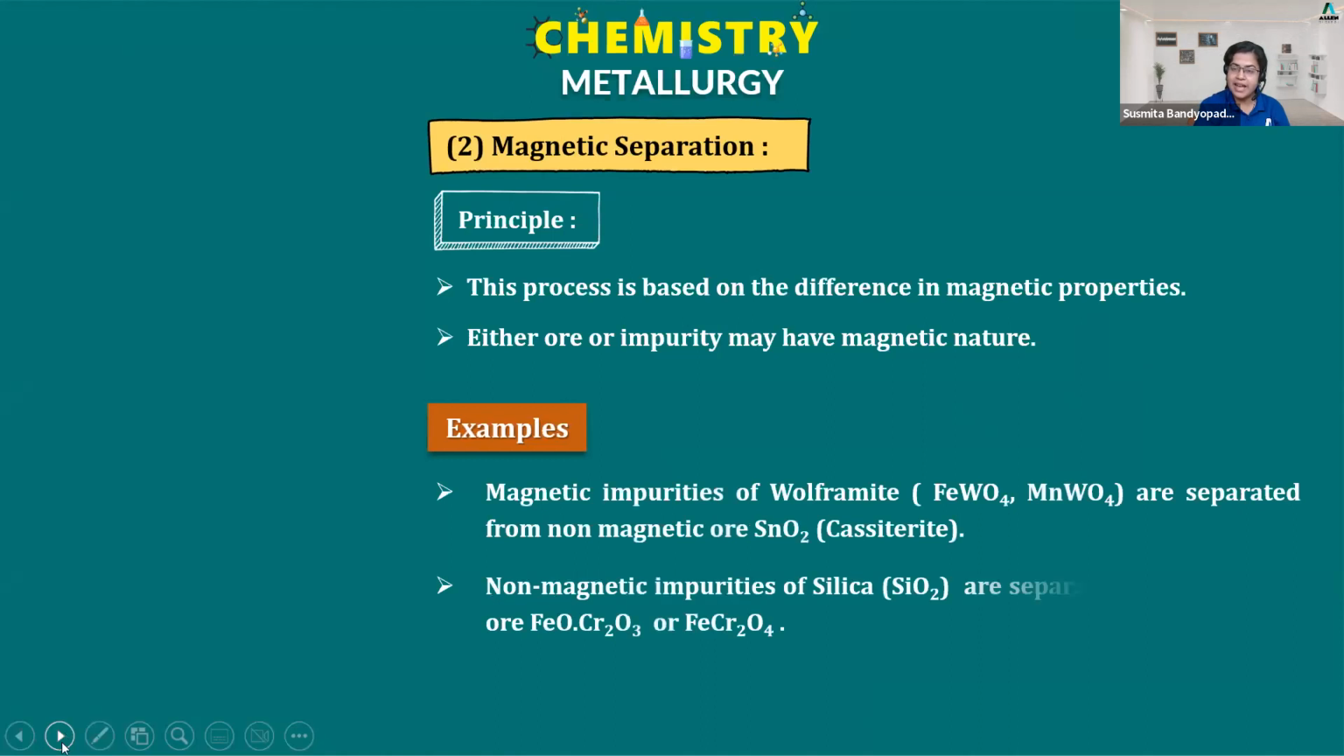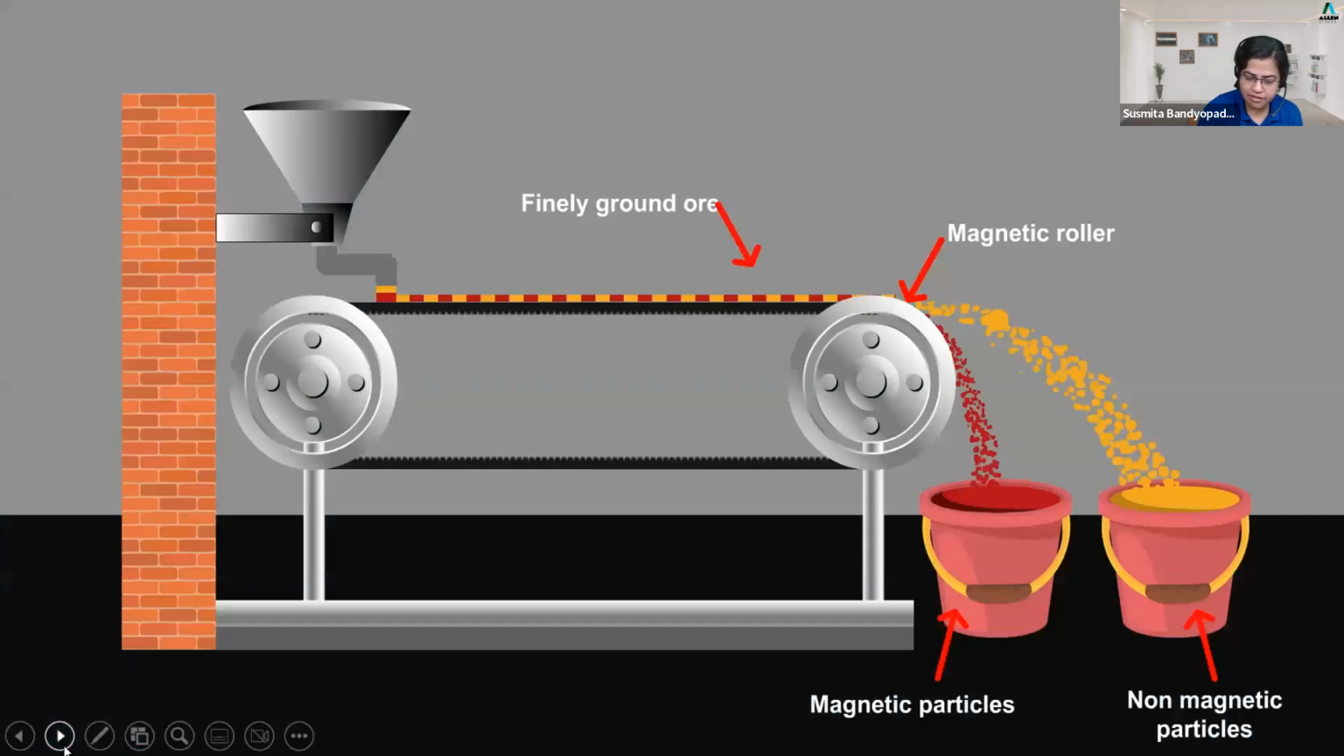Here, either the ore or the impurity will be magnetic in nature. When the finely ground ore is passed through this magnetic belt, magnetic particles will be attracted for a longer time. All those particles attracted by this magnet will be held by this roller for a longer time. When you keep a bucket here, you collect all the magnetic particles, and the non-magnetic particles form a separate heap. Since the magnetic particles are attracted by the magnet for a longer duration, they are collected separately in this area.